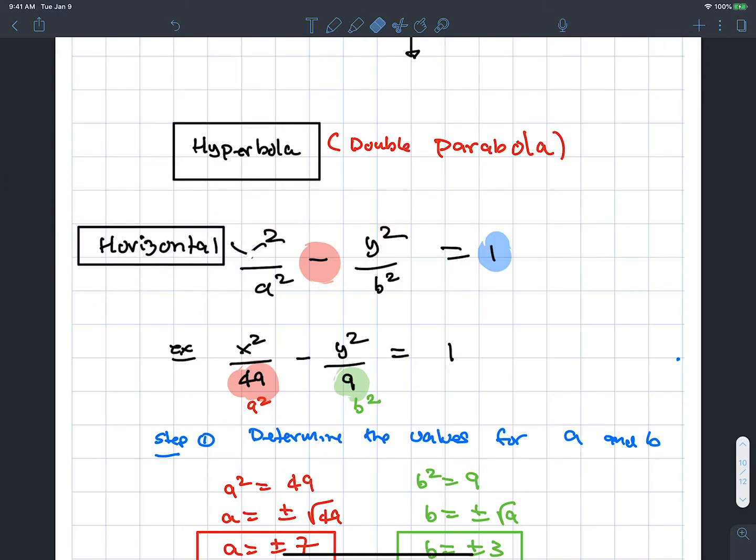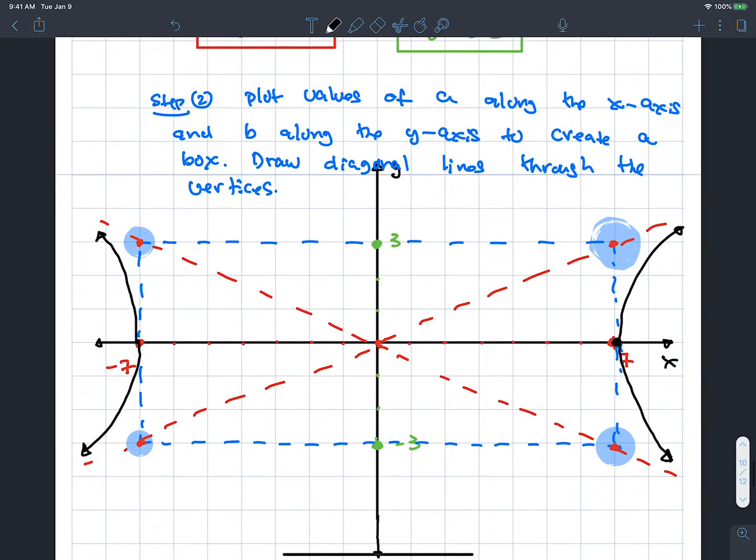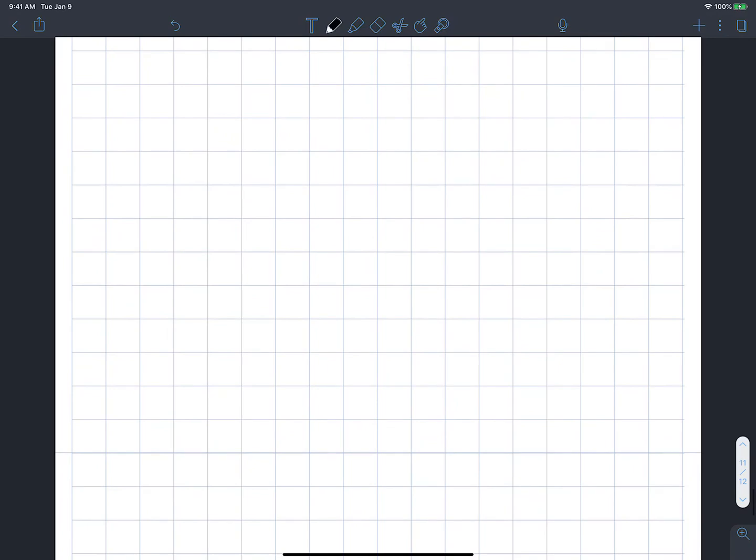So let me clean this up. x squared over a squared minus y squared over b squared is 1. Instead of drawing the oval, you draw a box through those a and b values, and then you draw diagonal lines across the vertices. And then you could draw your double parabola. Let me show you, though, the vertical hyperbola.